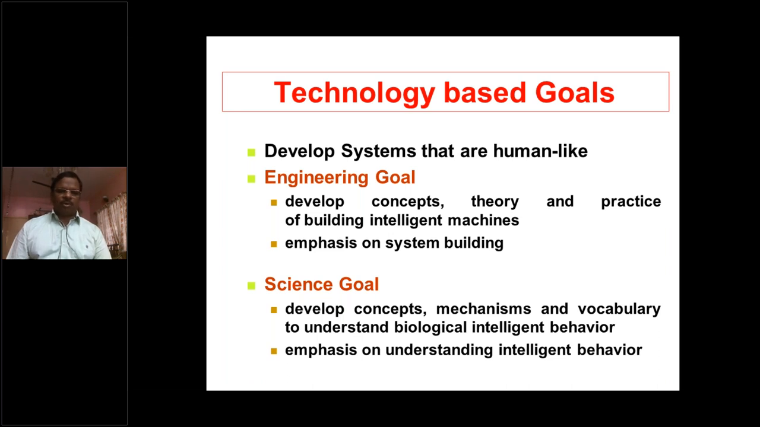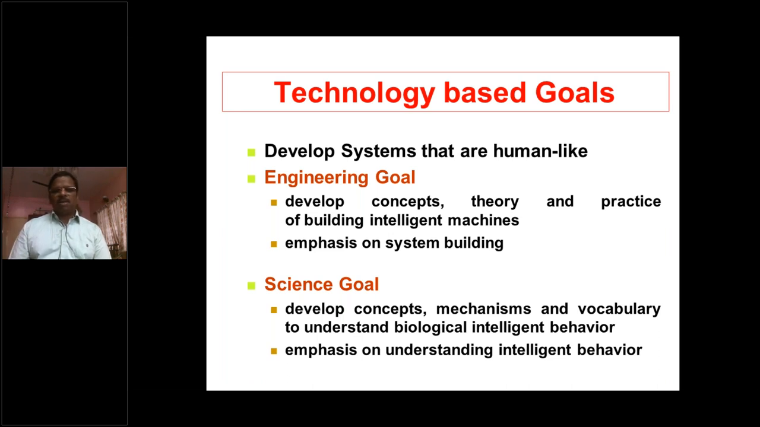So the first one is the engineering goal, and the second one is the science goal. What is the engineering goal? In what manner can we produce machines? How to build a building is decided by the structural engineer. How we can build an artificial intelligent machine is decided by a system engineer, not the software engineer. This is the engineering goal: develop concepts, theory and practice of building intelligent machines.